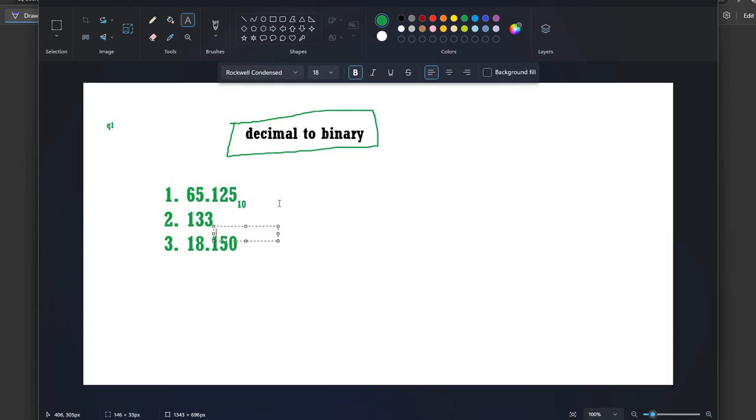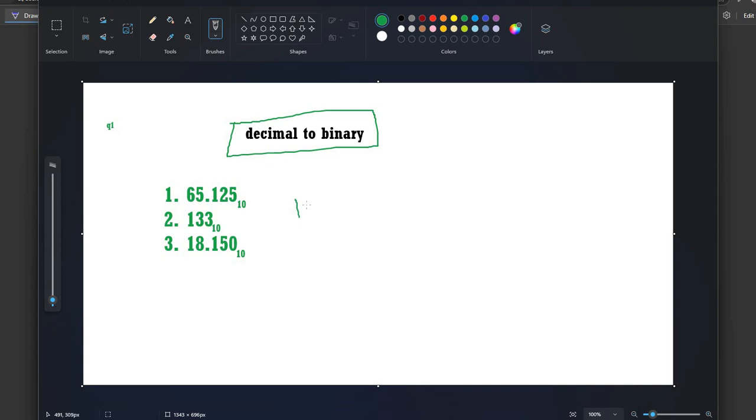The base will be 10 here, and here also the base will be 10. We know base is very important, so you need to write the base in every number. These 3 are your homework, or you can do them in the class as well.